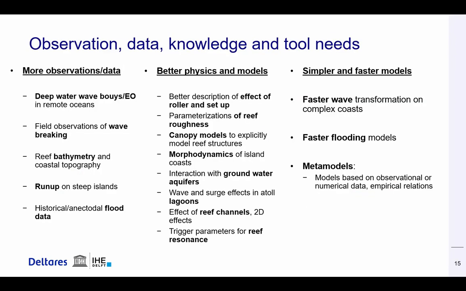So what have we seen from this presentation? There are a number of missing observations and data. We have a need for better physics and better models, but we also have a need for simpler and faster models. So on the observation side, we need more deep water wave buoys and Earth observations, especially in remote oceans like the Southern Pacific.